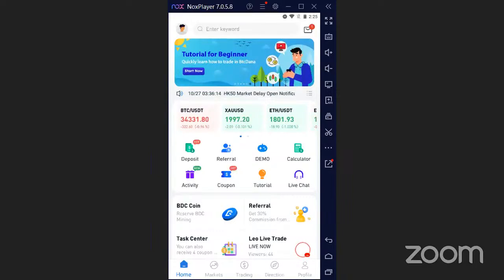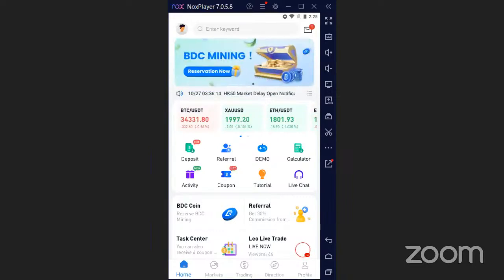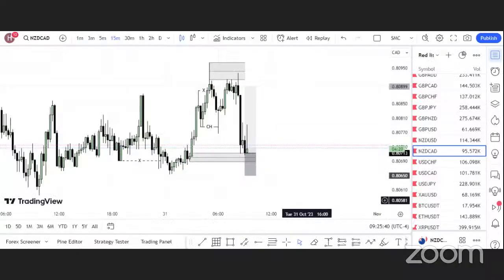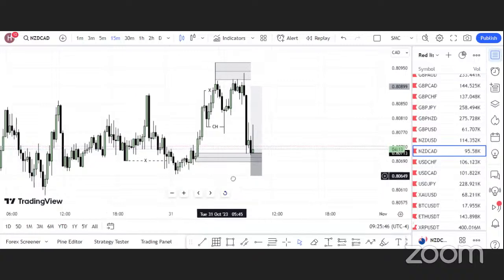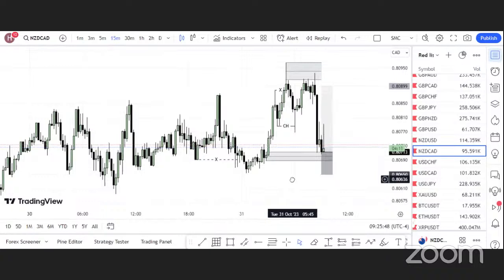So let's switch back to our trading chart so that I can make analysis and see if we can get an entry. Let's just continue with analysis and see where this takes us.